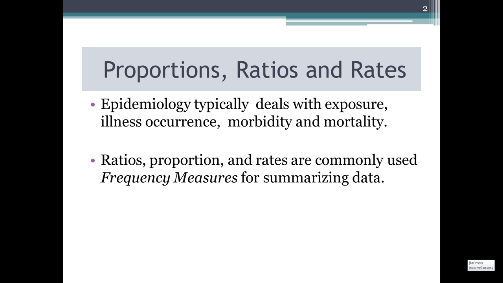Let's begin. We're going to cover proportion, ratios, and rates. So in epidemiology, we typically deal with how many people were exposed to the disease or to the agent, how many had the disease, that's the illness occurrence, and how many got sick and how many died or got injured. And in order to report all of these statistics, the commonly used frequency measures for summarizing the data are the ratios, the proportions, and the rates.